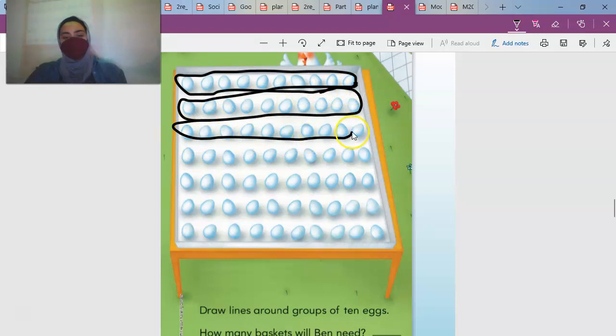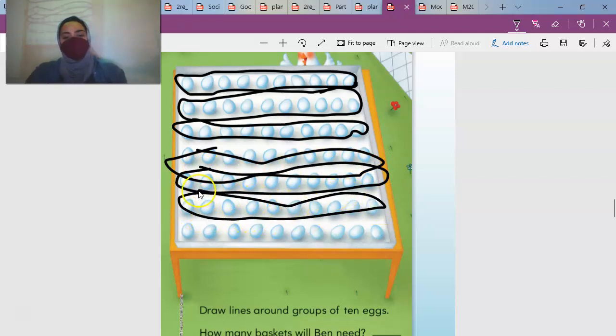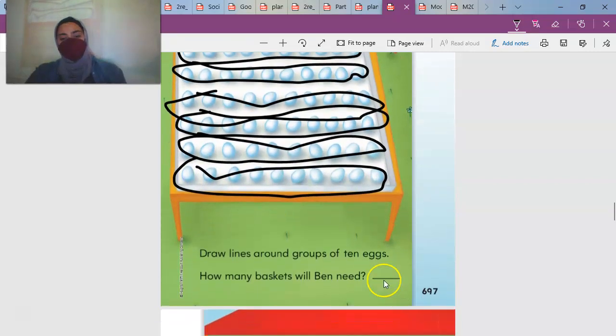All right, as we're circling the groups of 10, let's count them together. 10, 20, 30, 40, 50, 60, 70. Very good, 70. So how many eggs are there? 70. There are 70 eggs. Okay. How many eggs will Ben need? 70.